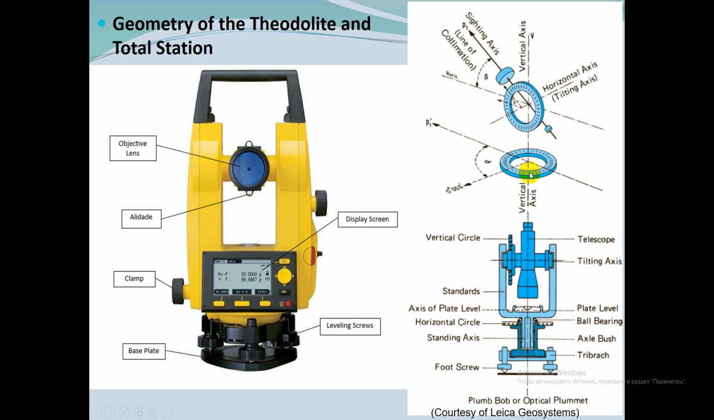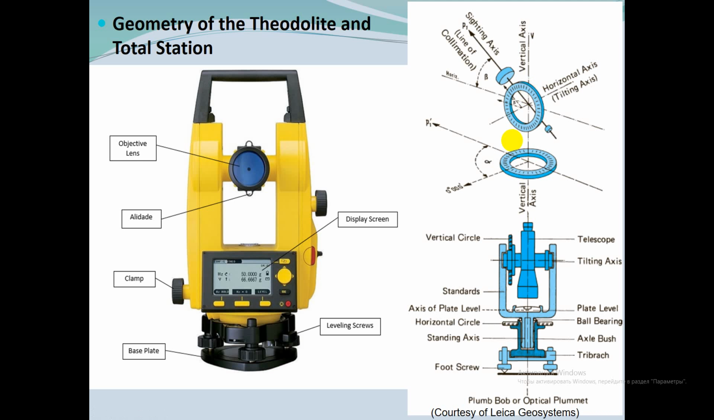This figure shows the geometric figure of theodolites and total stations. The most important relationships are as follows. The axis of the plate bubble should be in a plane perpendicular to the vertical axis. The vertical crosshair should be perpendicular to the horizontal axis.